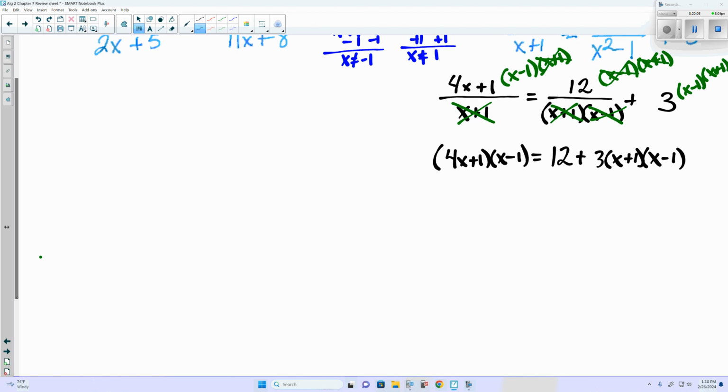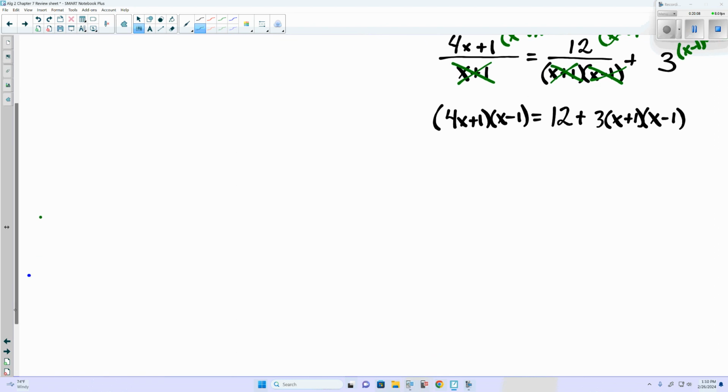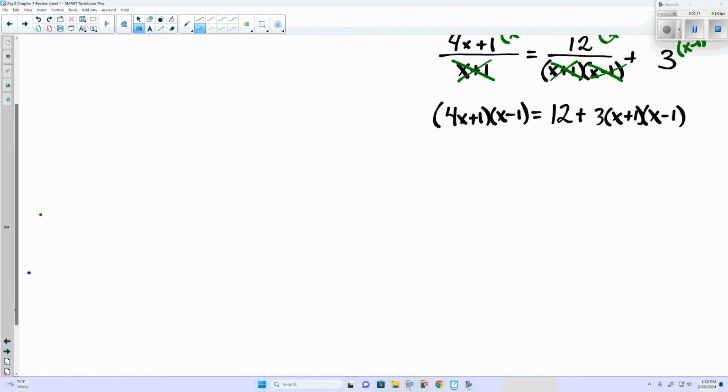Okay, so what if we didn't put parentheses? Would it come out to something different? Well, it's just making sure that we remember to multiply here. Oh, okay.